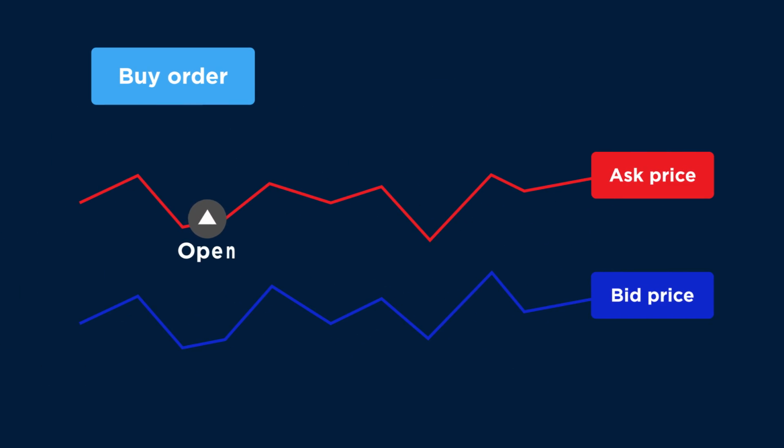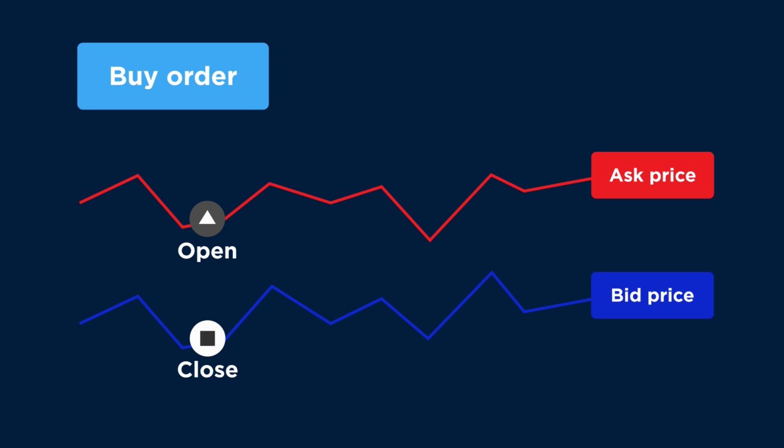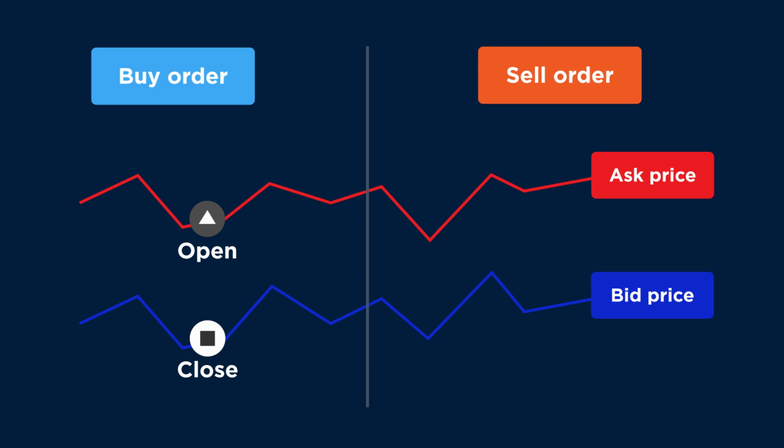Buy order is opened at the ask price and closed at the bid price. Sell order is opened at the bid price and closed at the ask price. MetaTrader shows the chart for the bid price. This is why stop loss and take profit set for sell order trigger slightly above the price level you see on the screen. Let's summarize what we've learned from this lesson.